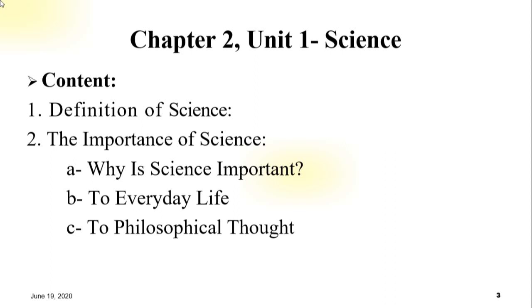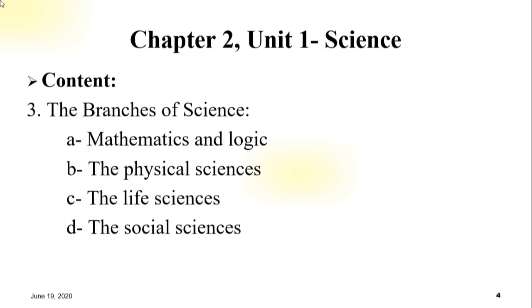Content number 1, definition of science. Content number 2, the importance of science, and in this point there are three more points. A. Why is science important? B. The importance of science to everyday life. C. The importance of science to philosophical thought. And number 3, the branches of science.